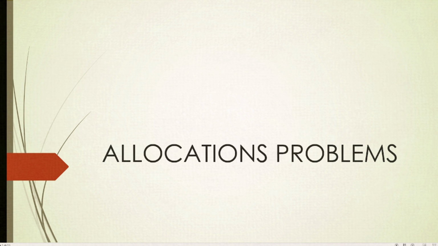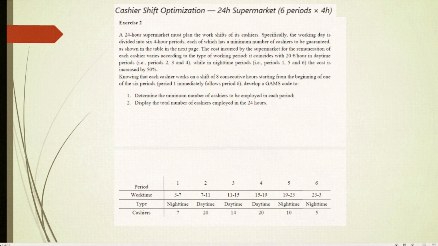Let's see now an allocation problem. In this problem, a supermarket is open 24 hours. We divided the day into 6 periods of 4 hours each. Each period needs a minimum number of cashiers. Each cashier works a shift of 8 consecutive hours, meaning 2 consecutive periods. Our goal is to decide how many cashiers to start in each period to cover demand at minimum costs.